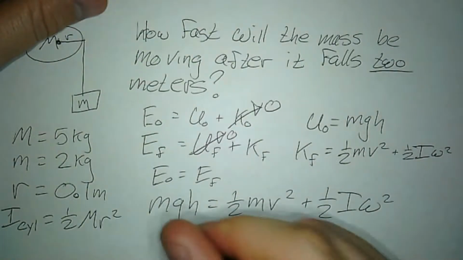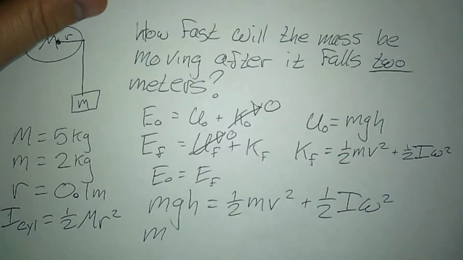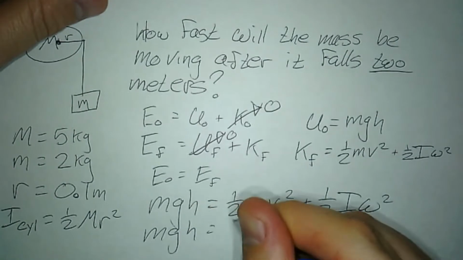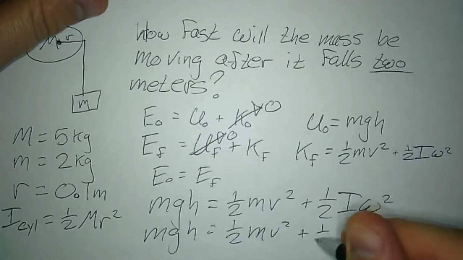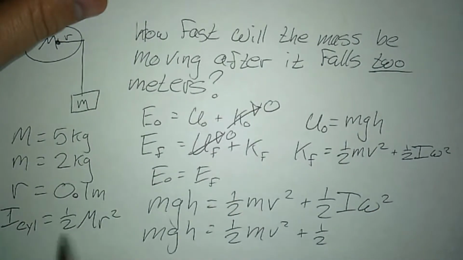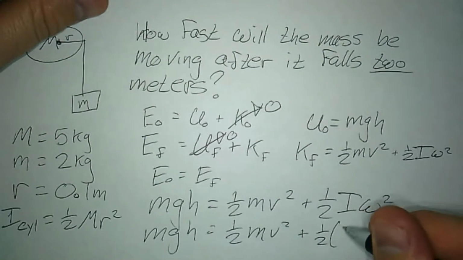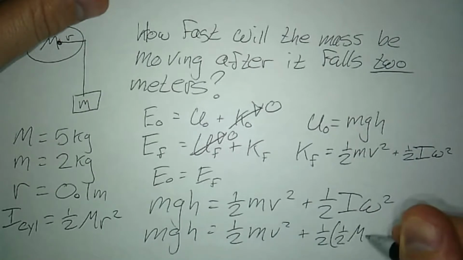But now let's replace the things in this term. So we just rewrite the rest of this equation: 1/2 mv squared plus 1/2. Now I, we said, was 1/2 big M r squared. So let's put that in parentheses. Keep track of that.